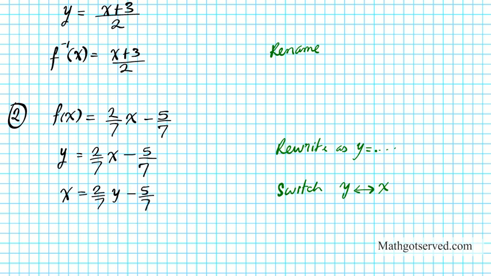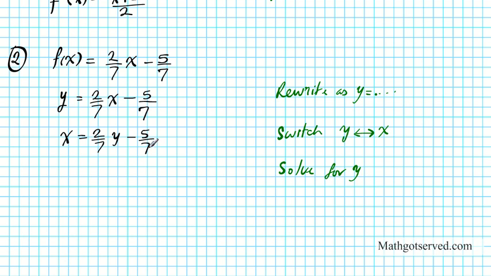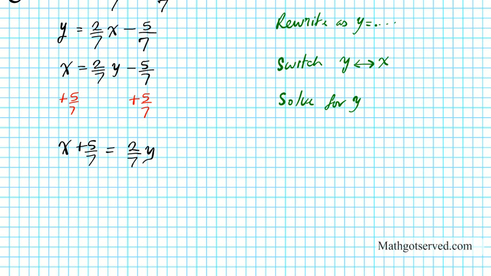Now the third step is to solve for y. This is going to be a two-step procedure also. We're going to add 5 over 7 to both sides and then multiply by the reciprocal of 2 over 7, which is 7 over 2. So let's execute that algorithm. We add 5 over 7 to both sides. That's going to leave us with x plus 5 over 7 equals 2 over 7y. And then multiply both sides by 7 over 2, the reciprocal of the coefficient of y on the right side.